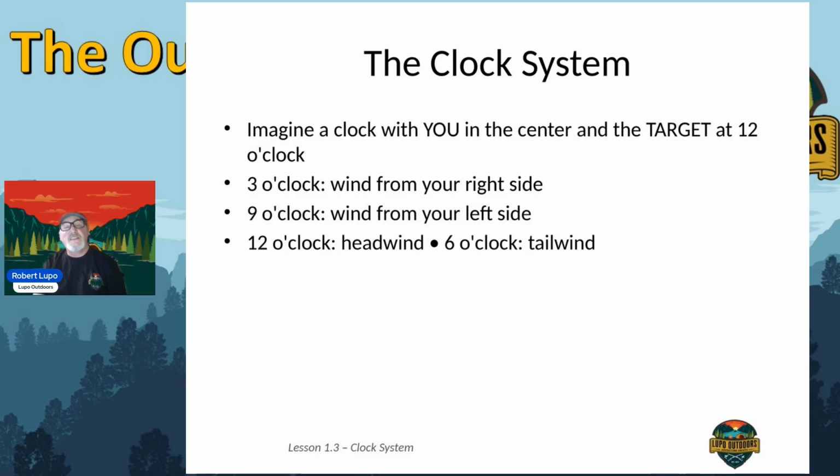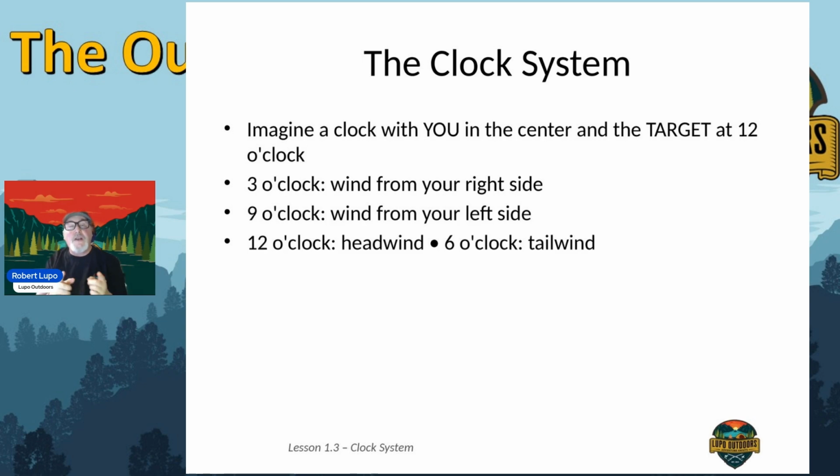Now we're going to put everything into a system that's really easy to use on the range, the clock system. Picture a clock face. You're standing in the center and the target is at 12 o'clock. Wind from 3 o'clock means the wind from your right. Wind from 9 o'clock means the wind from your left. Wind from 12 o'clock is a headwind. Wind from 6 o'clock is a tailwind.